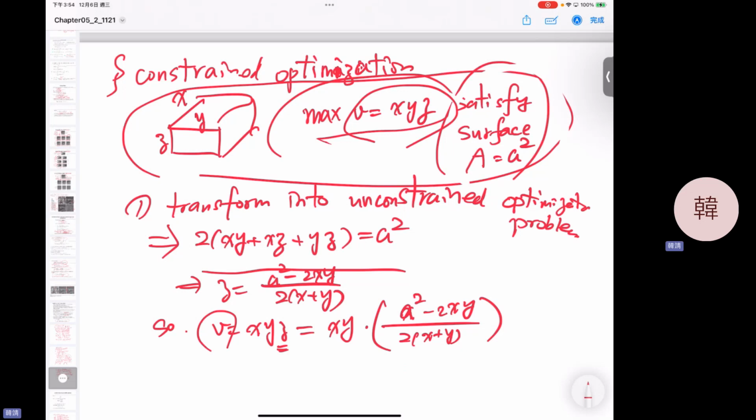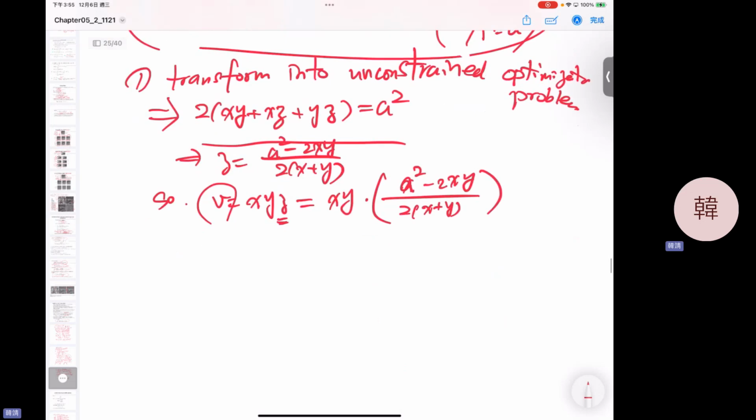Take the derivative with respect to x. Take the derivative with respect to y, set it equal to 0, and solve the linear equation. That's it. If you look at this, it is a constrained optimization problem, and it's fine. Try it: if you can substitute the parameter into your objective function and do it the traditional way, it's an easy approach.